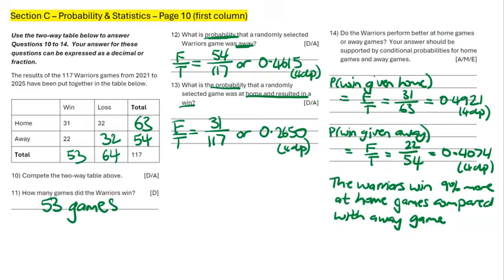So just to note, that was for my probabilities, but I haven't actually answered the question, right? Do the Warriors perform better? So I need a clear statement about their performance. Because they're winning more, that probably means they're performing better, right? So I'm going to state that this suggests the Warriors perform better at home.